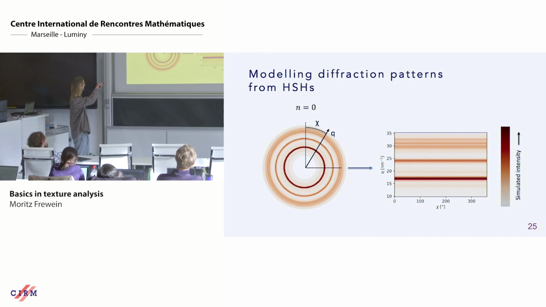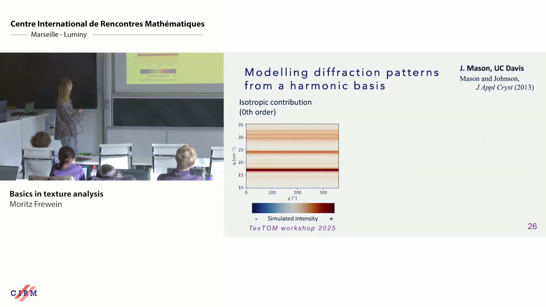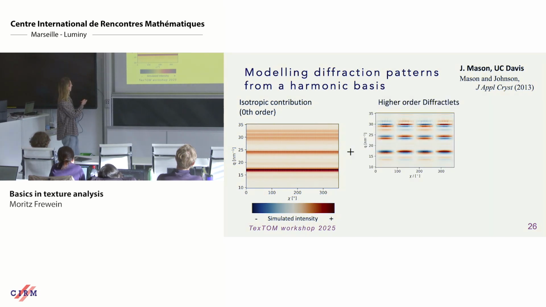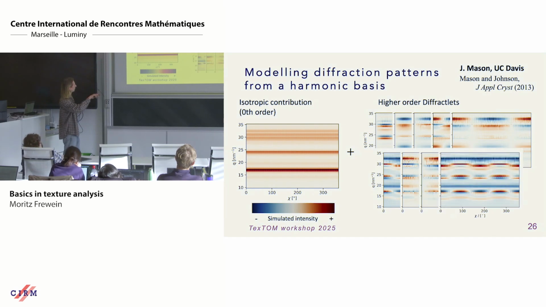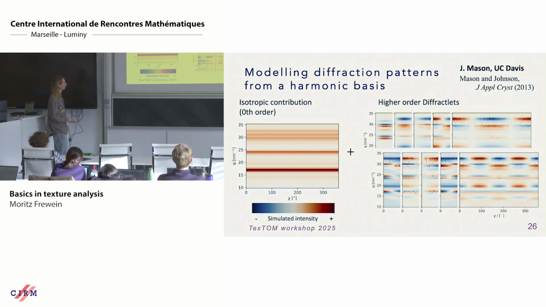So here chi would be the angle and q the distance from the origin. So we find our diffraction peaks here. And in this representation we can very well see that the higher orders have these oscillations in this angle, and we can combine different ones to produce all kinds of different textures.